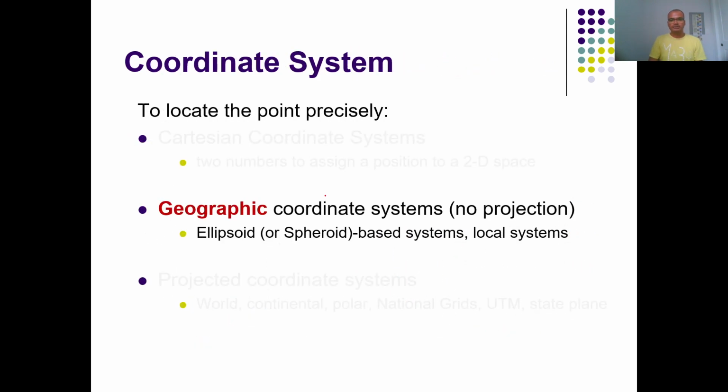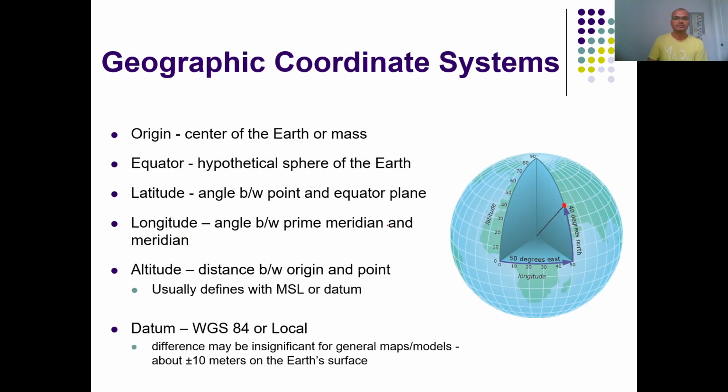But if you want to locate the point precisely over a wider area, then we have to go ahead with either a geographic coordinate system or a projected coordinate system. The geographic coordinate system, as we discussed, uses an ellipsoidal model of any global or local datum, and using latitude and longitude, you can divide the datum with the angles of latitudes and longitudes.